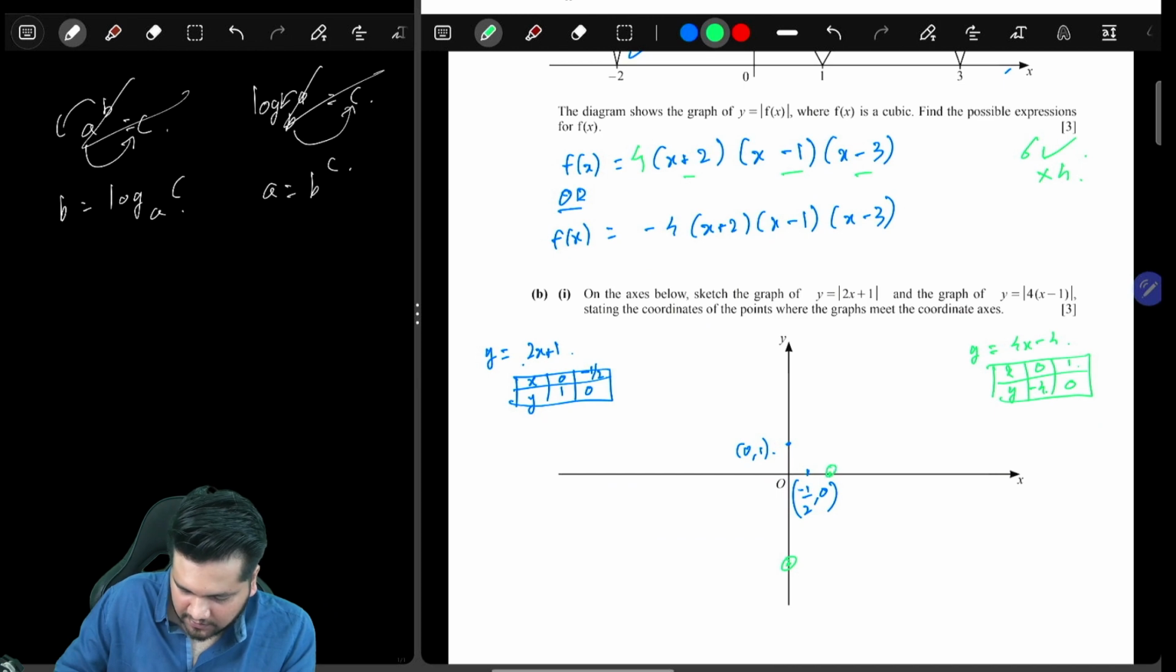Oh, one second, I made a mistake here. Minus 1 by 2 comma 0 we had, so obviously minus 1 by 2 will come on the other side, so it's going to be minus 1 by 2 comma 0. See, I realized the mistake.